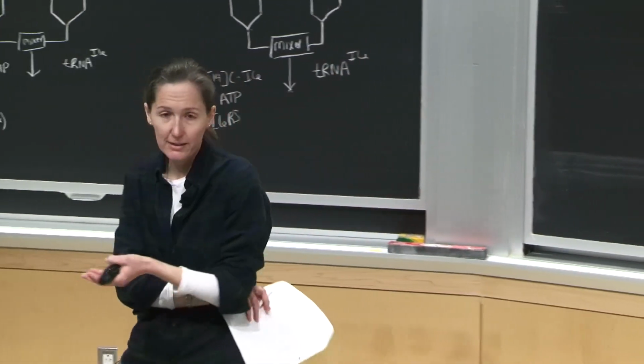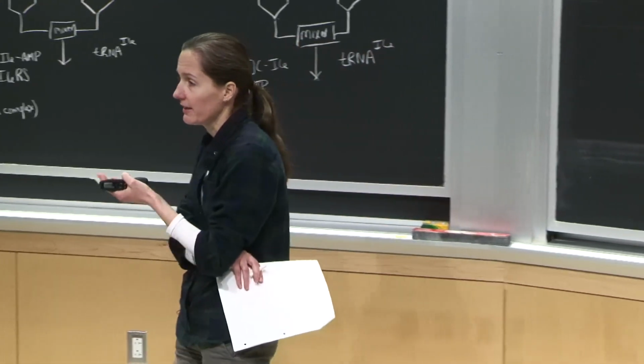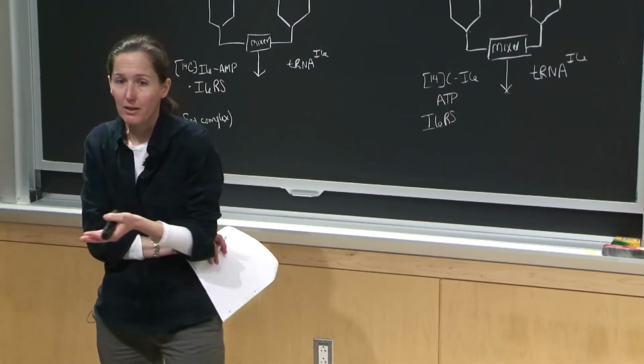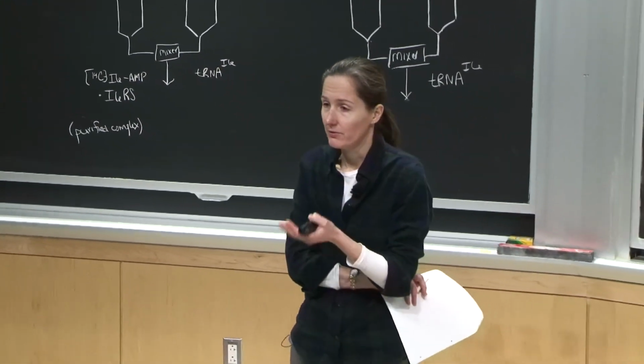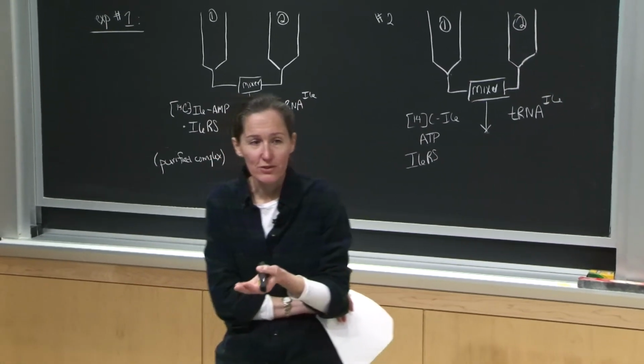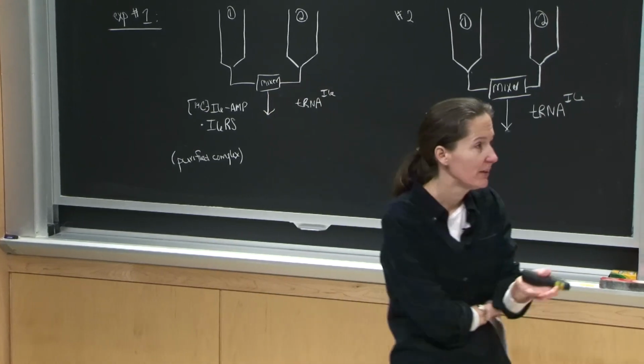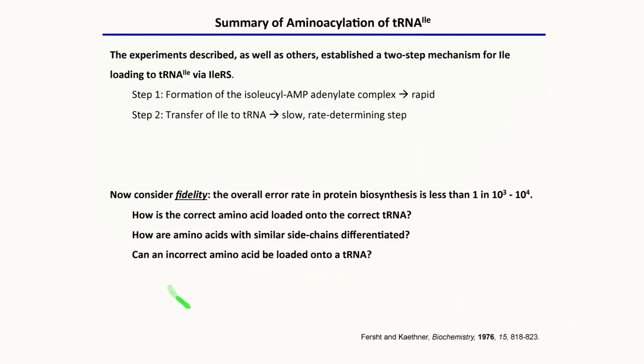So how is the correct amino acid loaded onto the correct tRNA? Right? Each tRNA has an anticodon that is a cognate pair with a codon. And so different tRNAs need to have different amino acids attached. Okay, and what does that mean? That means in general there's a dedicated aminoacyl-tRNA synthetase for each amino acid. So how are amino acids with similar side chains differentiated by these enzymes? And is it possible for an incorrect amino acid to get loaded onto a tRNA? And if that happens, what are the consequences? Okay, so we're going to examine fidelity some here.